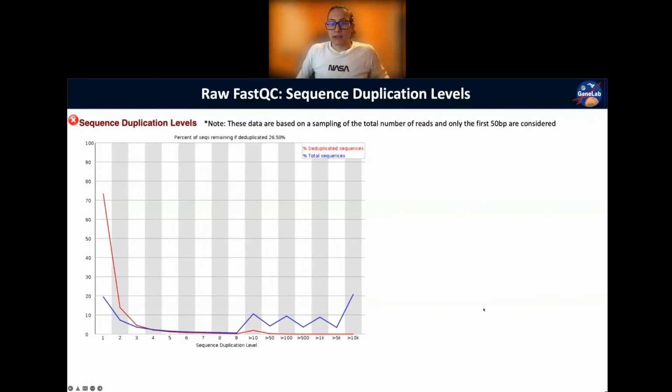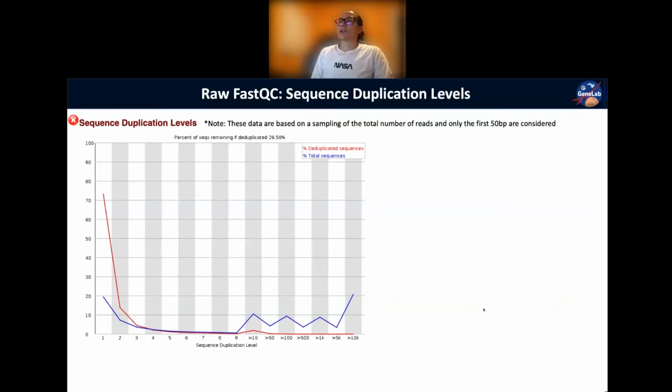The next thing that FastQC evaluates is duplication levels. So I do want to note some things about duplication levels. I know we talked about them a little bit. We're going to talk about duplicates a bit more in the next slide.